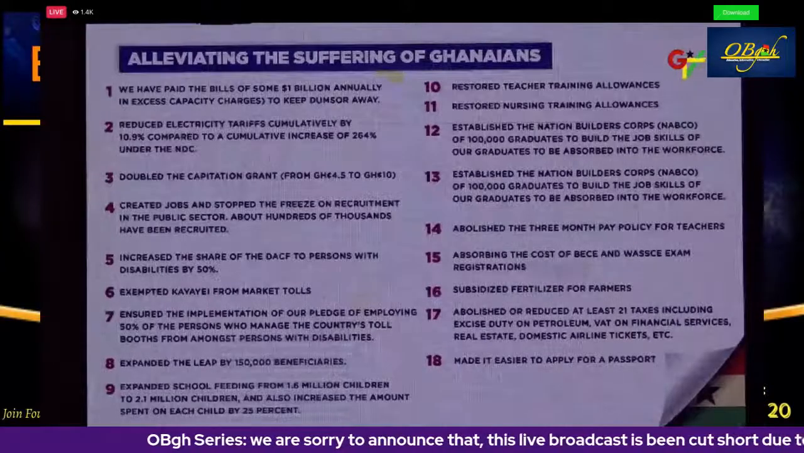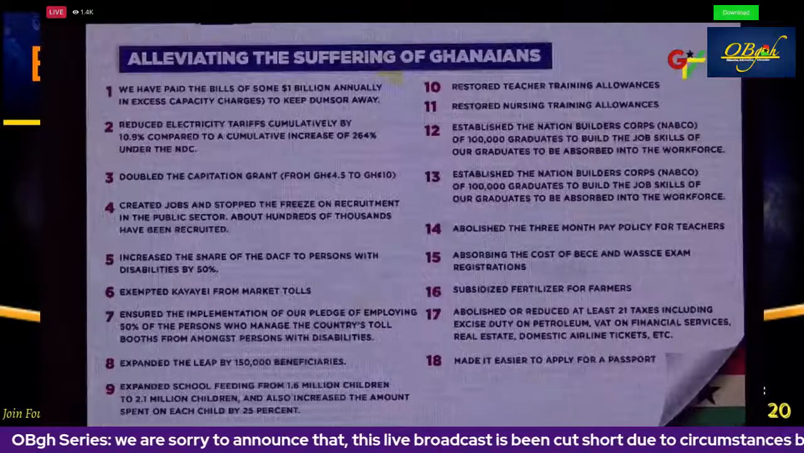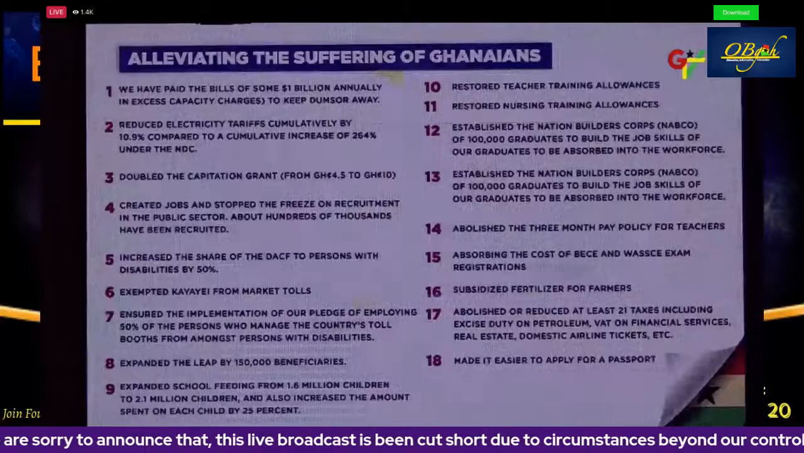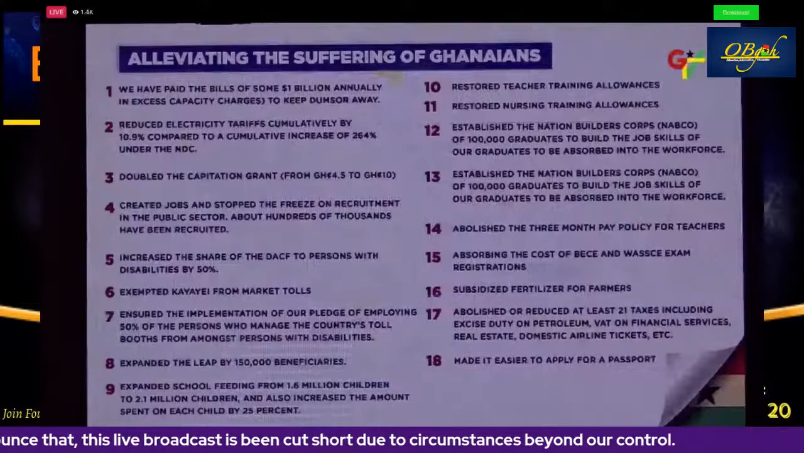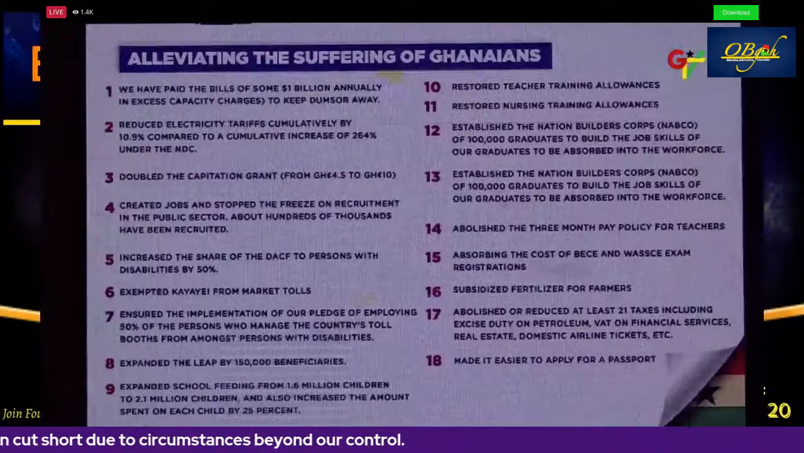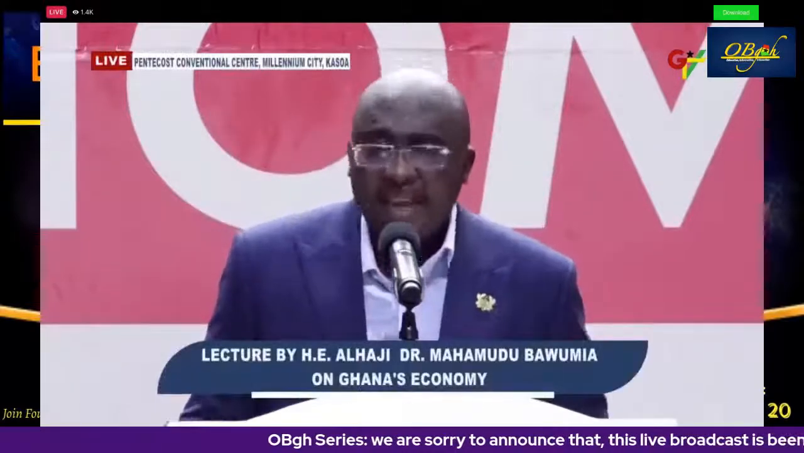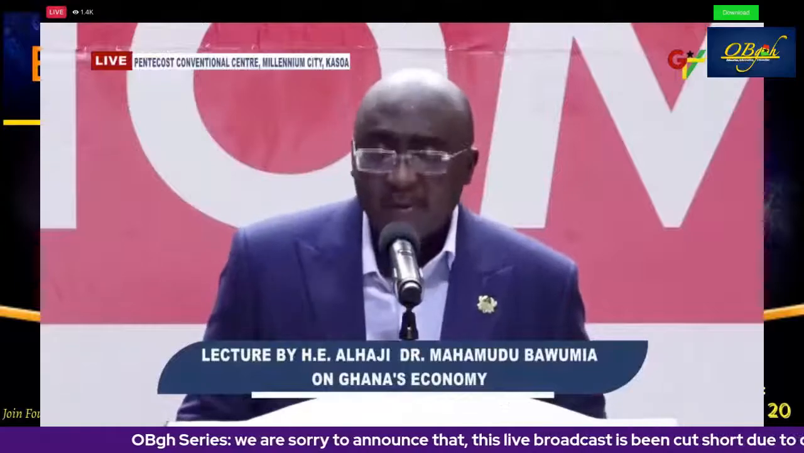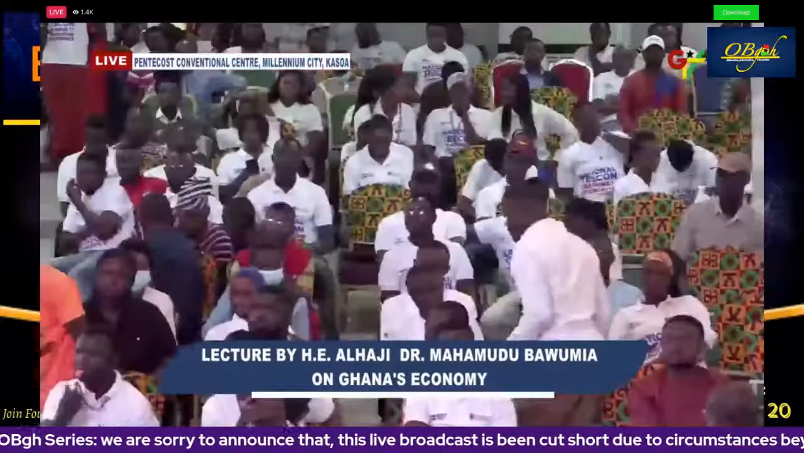Hundreds of thousands of people have been recruited. Unlike the private sector, which laid off thousands of workers during COVID and reduced salaries, there were no layoffs of public sector workers during COVID. In fact, we rather added more by hiring 58,000 health workers during COVID.